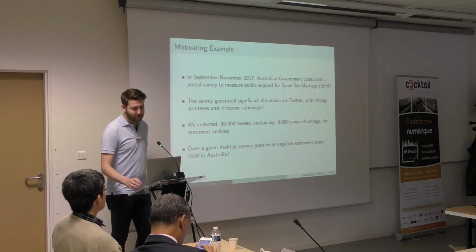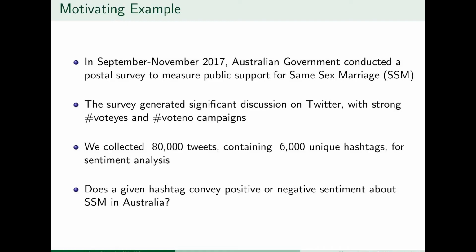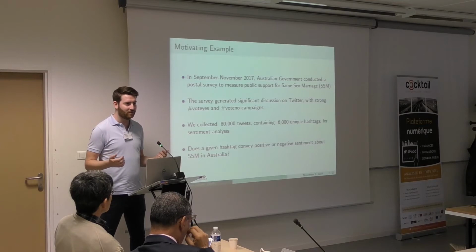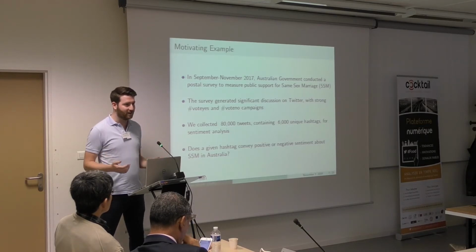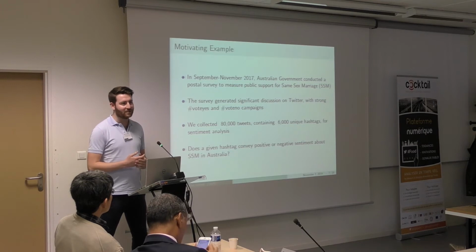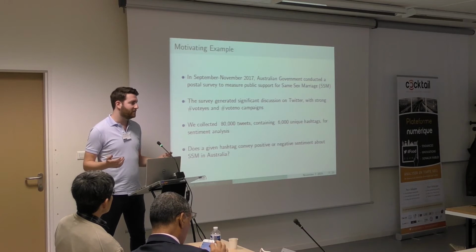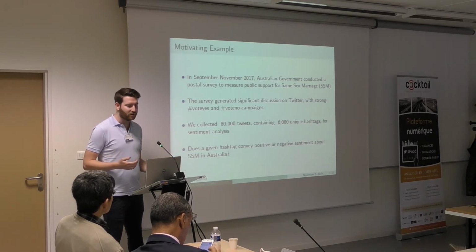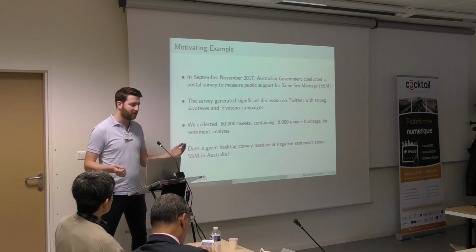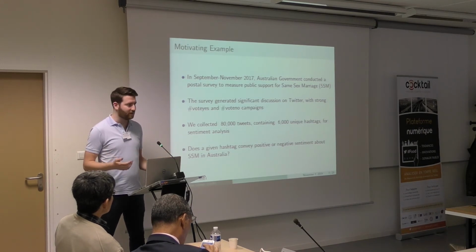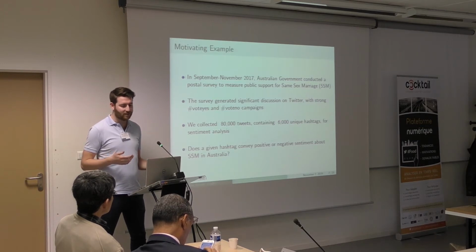So as a motivating example, I said I work with Twitter data a lot. If this doesn't make sense to you, don't worry, it didn't make sense to anybody in Australia either. Back in 2017, our government conducted a postal survey, because the best way to communicate in 2017 is to send letters, to determine the level of public support for same-sex marriage. And this, unsurprisingly, generated a fairly large amount of discussion on Twitter, so there were fairly strong vote yes and vote no campaigns. So around this, we collected about 80,000 tweets, and those tweets contained about 6,000 unique hashtags.